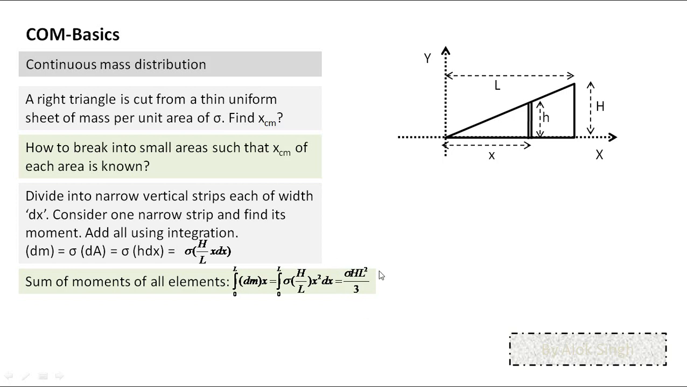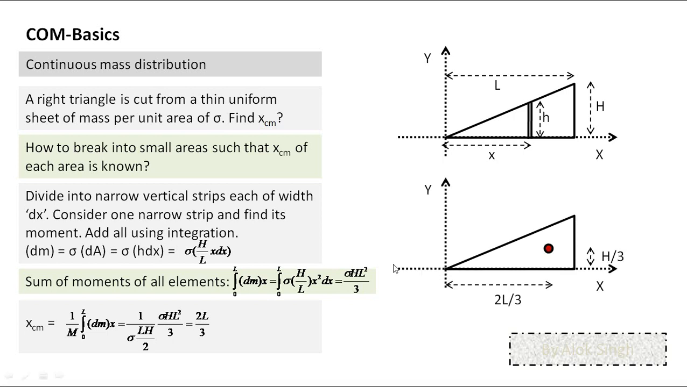Once we find the sum of moments, what is the x coordinate of the center of mass? Sum of the moments divided by the total mass. That's the formula for xcm. So we divide by the total mass. The total mass is mass per unit area into the area of the triangle. We find xcm comes equal to 2L by 3.